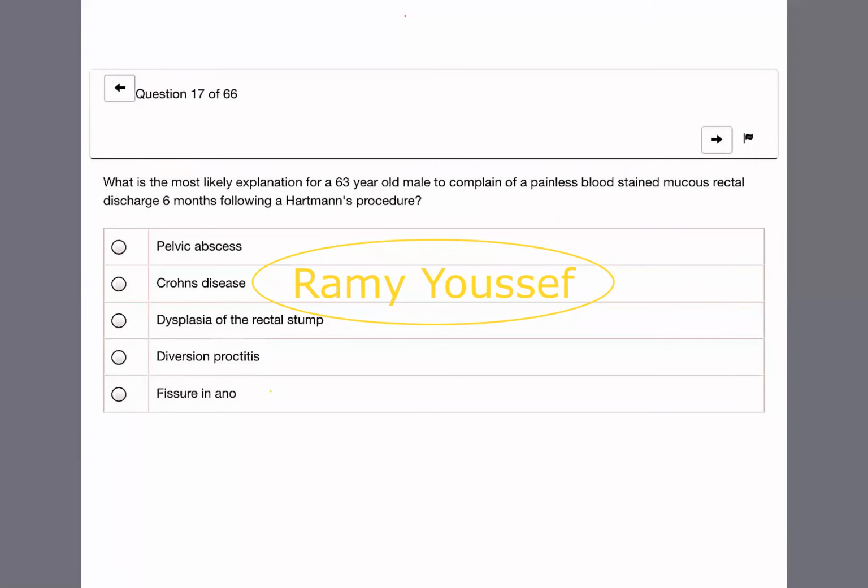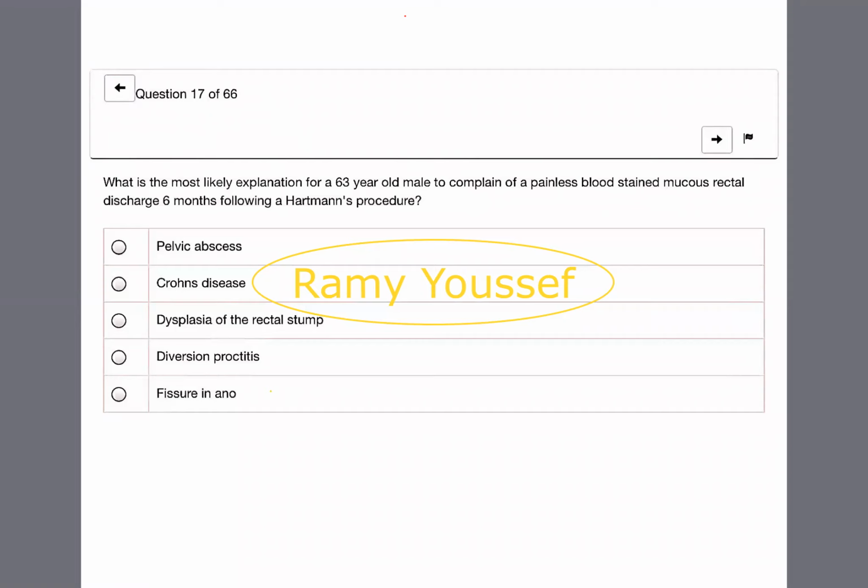What is the most likely explanation for a 63-year-old male to complain of a painless blood-stained mucous rectal discharge 6 months following a Hartmann procedure? Pelvic abscess, Crohn's disease, dysplasia of the rectal stump, diversion proctitis, fissure in anus. Blood-stained mucus: diversion proctitis.